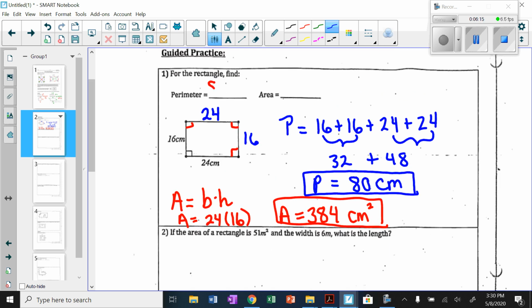So the perimeter was 80 centimeters. The area was 384 centimeters squared. So focus here: for perimeter, we don't square the measuring units. For area, we do.